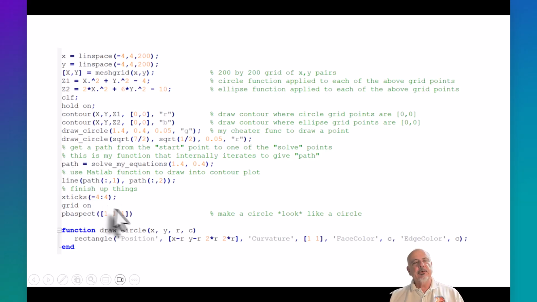I show some ticks and turn the grid on. And this one's kind of important, because if I don't put that, then I'm not going to get a true circle. It's going to be really two ellipses. So I get the aspect ratio right. So that's how the function that draws the pretty pictures works out.